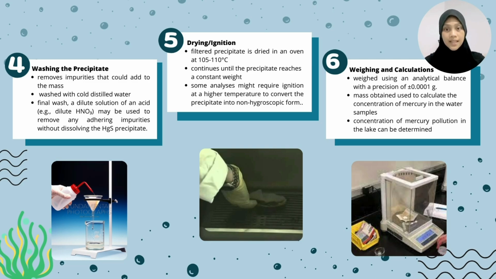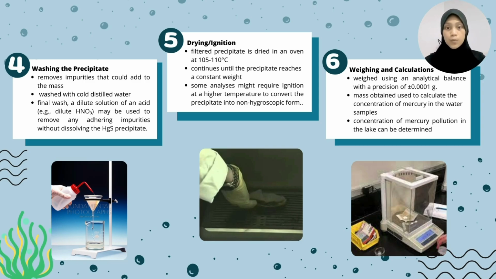The fifth step is drying or ignition. The filtered precipitate is dried in an oven at 105 to 110 degrees Celsius to remove moisture. The drying process continues until the precipitate reaches a constant weight, indicating that all water has been removed. Although HgS is typically stable enough to be weighed directly after drying, some analysts might require ignition at a high temperature to convert the precipitate into a stable, non-hygroscopic form.